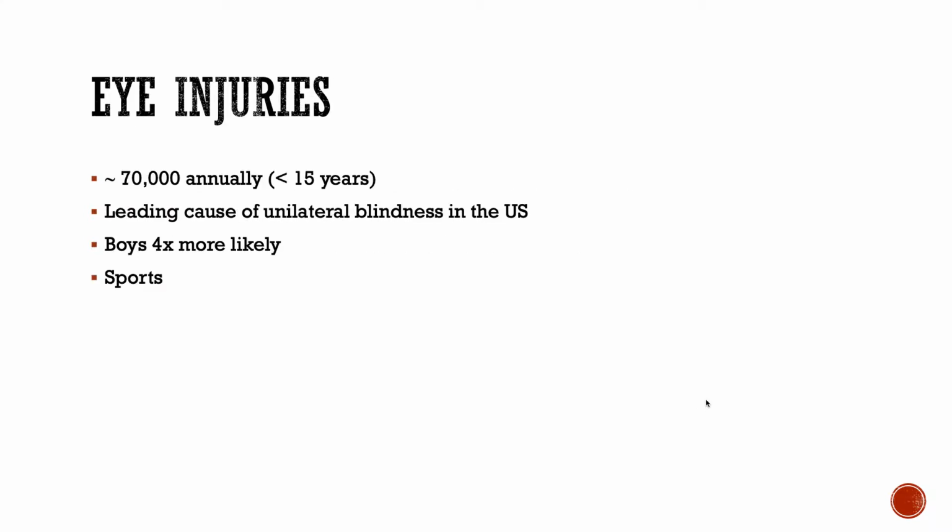So eye injuries are very common, occurring about 70,000 times per year in pediatrics. One of the more common mechanisms tends to be sports related, so eye protective wear is very important in those scenarios. It is one of the leading causes of unilateral blindness in the US, and it tends to occur more commonly in boys than girls.